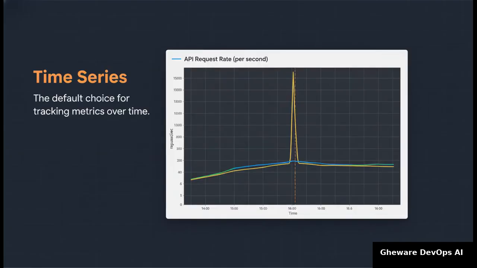First up, the classic, the time series panel. Honestly, this is your workhorse. It's the bread and butter of almost every dashboard. Anytime you want to see how a value changes over time, your request rate, your CPU usage, anything, this is your go-to. It's perfect for seeing trends, spikes, and weird patterns.